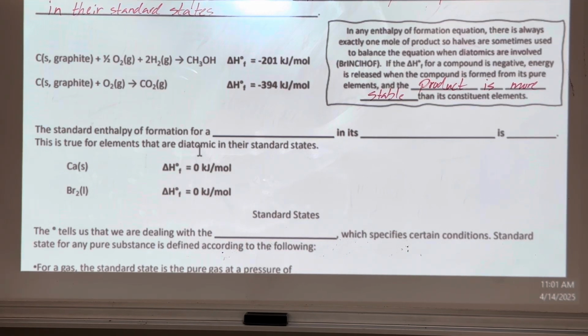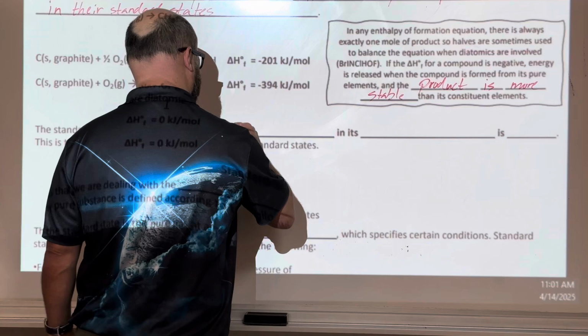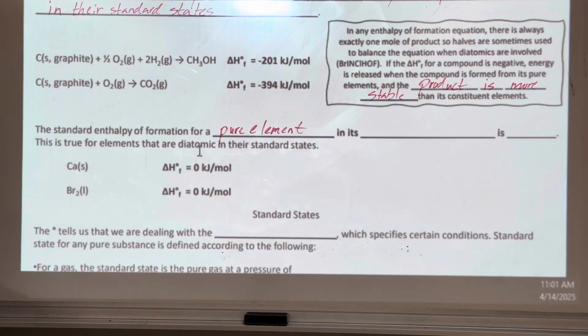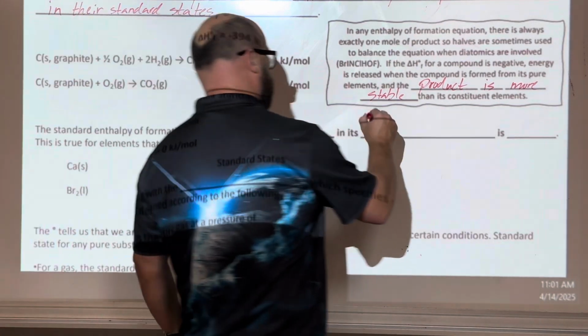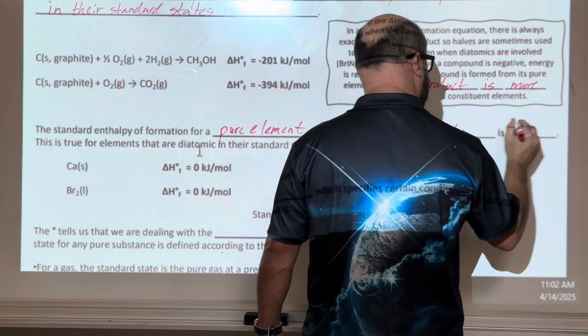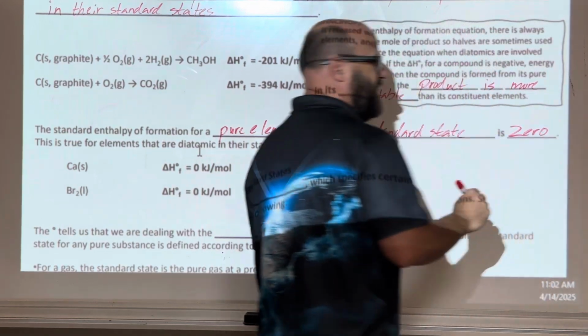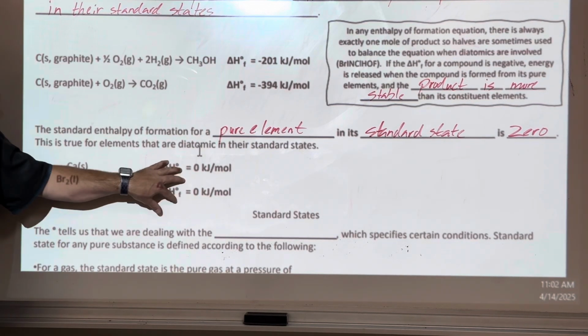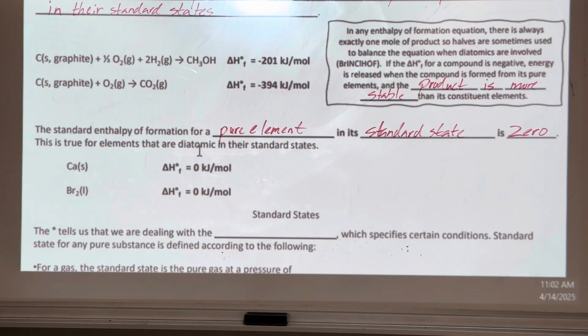The standard enthalpy of formation for a pure element, meaning one element by itself, unchanged by anything, in its standard state is 0. You just have to know that. Memorize that. Make that a key point. So like calcium, bromine, doesn't matter. Standard state, 0 kilojoules per mole. By themselves. When put together, then they can produce some sort of enthalpy.